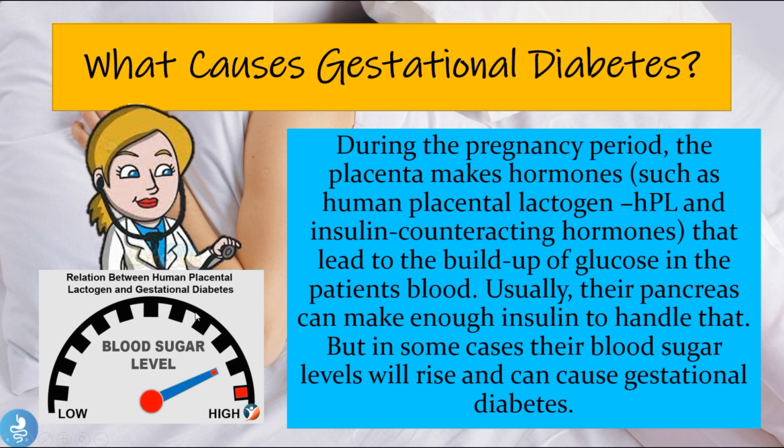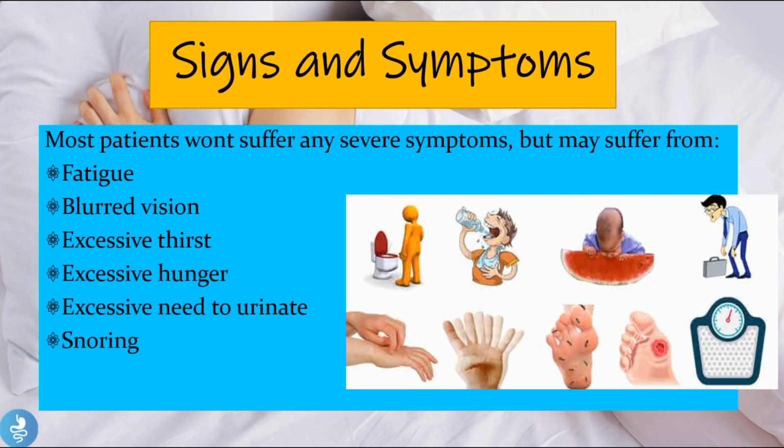In this little image at the bottom of my screen, we see the relation between HPL and gestational diabetes. As the levels of HPL rise, so do the levels of the blood sugar. Because of this HPL as well as the insulin counteracting hormones, some patients may go on to develop gestational diabetes. So what are some signs and symptoms of gestational diabetes?